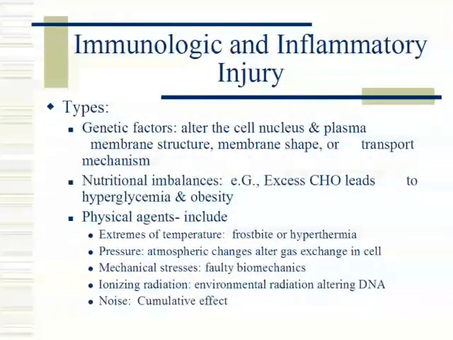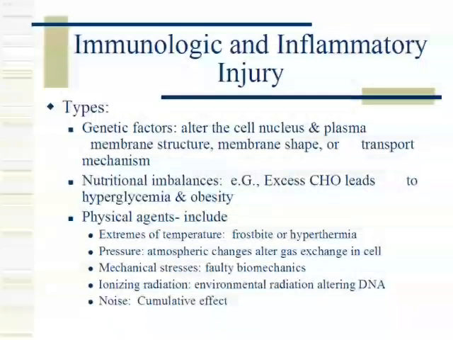Immunologic and inflammatory injury can also cause problems, and there are different types. Genetic factors, where you alter the cell nucleus and the plasma membrane structure and the membrane shape, or the transport mechanism, may occur. Or you may have nutritional imbalances. For example, excess carbohydrates lead to hyperglycemia and obesity. And with insulin deficiency, glucose cannot cross the plasma membrane. That results in the person having a decrease in energy, and this can lead to type 2 diabetes, and we'll talk about that extensively when we get to the endocrine system.